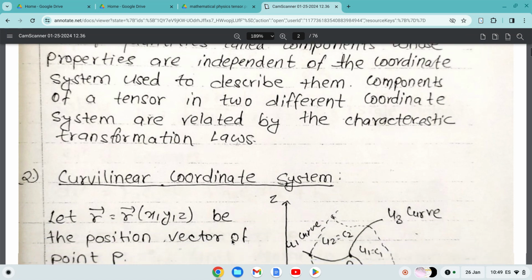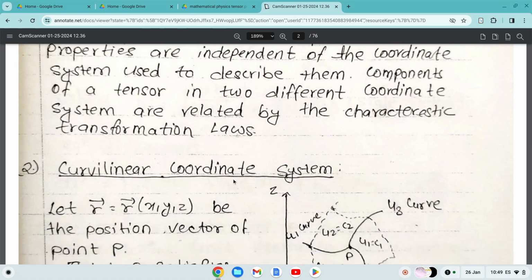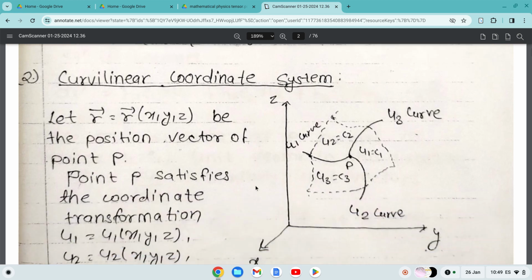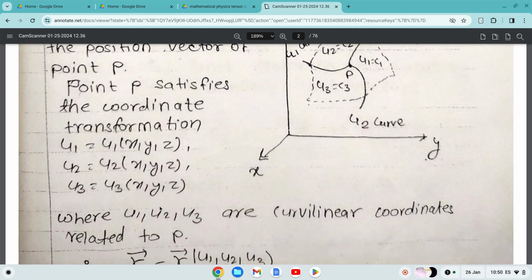Although we have many systems like the curvilinear coordinate system, the spherical coordinate system, and the cylindrical coordinate system, right now we are just going to talk about the curvilinear coordinate system. Let's see it together. You can see r is a vector, which represents a point in three-dimensional space with respect to the x, y, z axes, and P is at this position. You can see the position vector and point P, and the coordinate transformation u1, u2, u3. You may write it this way, where u1, u2 and u3 are curvilinear coordinates related to P.